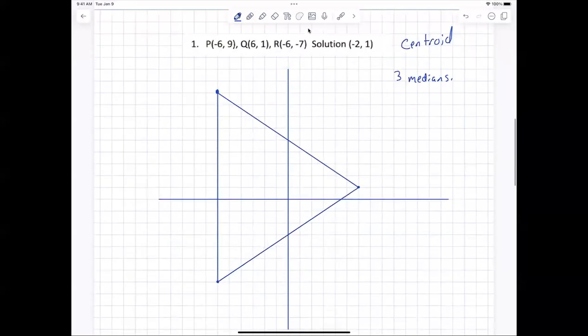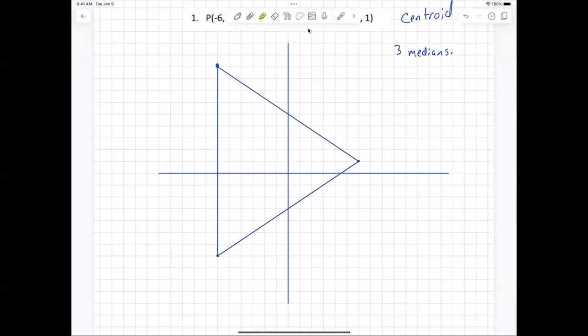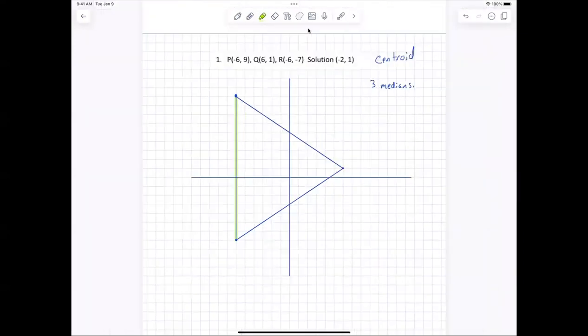All right, so the first median I would suggest is, let's look at this one right here. Wait, Mr. J, I think yours is wrong. Is mine not plotted correctly? 1, 2, 3, 4, 5, 6. 1, 2, 3, 4, 5, 6, 7, 8. The one on the right. Oh, never mind. 6, 1, -6. I think that's what is wrong. Never mind.